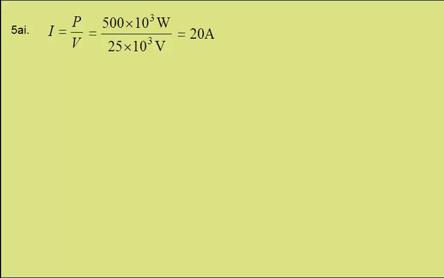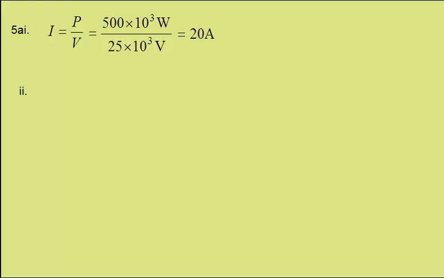In question 5a, long cables send electrical power from a supply point to a factory some distance away. An input power of 500 kilowatts at 25 kilovolts is supplied to the cables. In A part 1 we need to find the current in the cables. Well, current is power over voltage. Putting in the values gives a current of 20 amps.